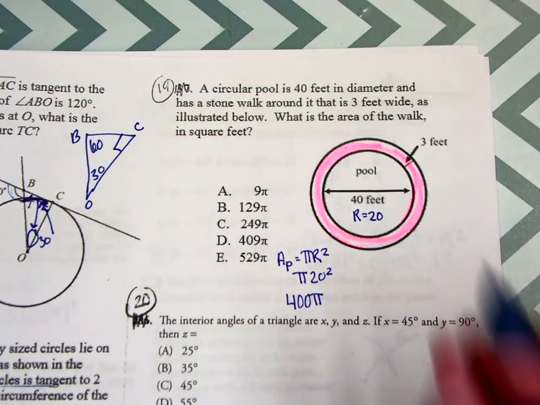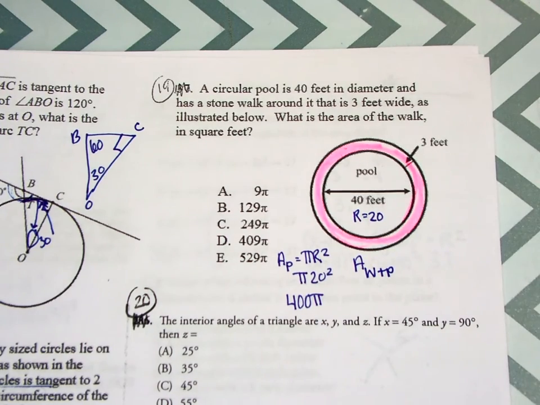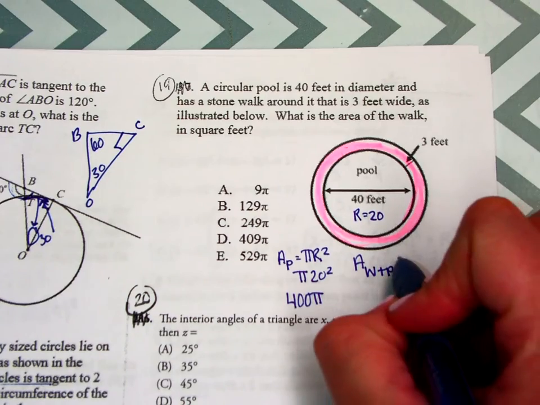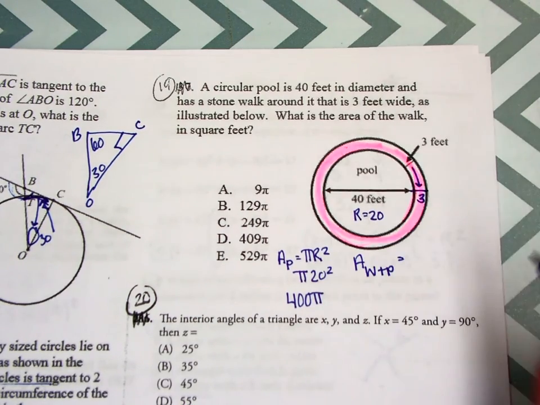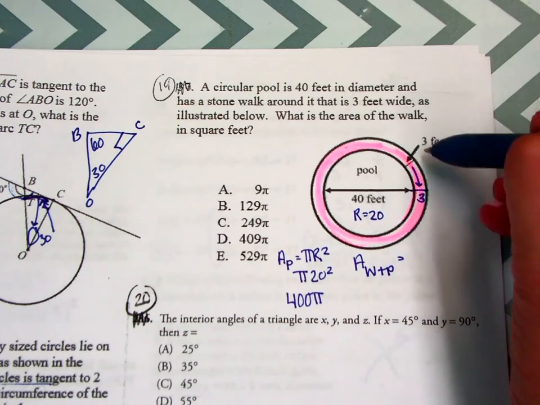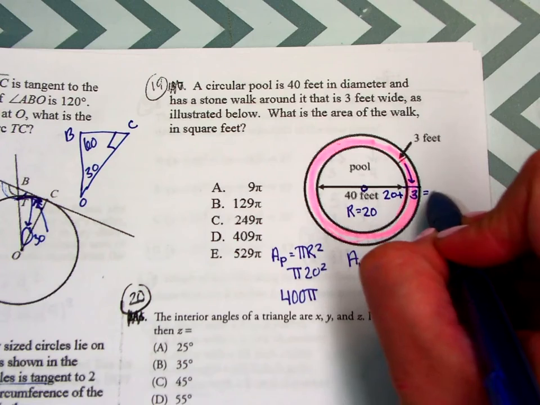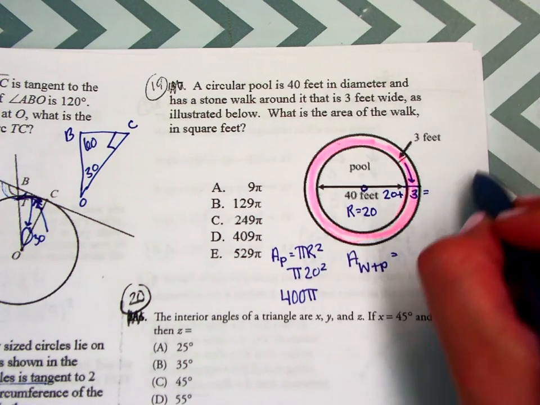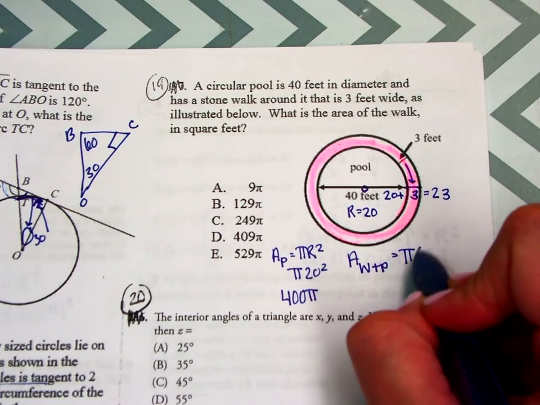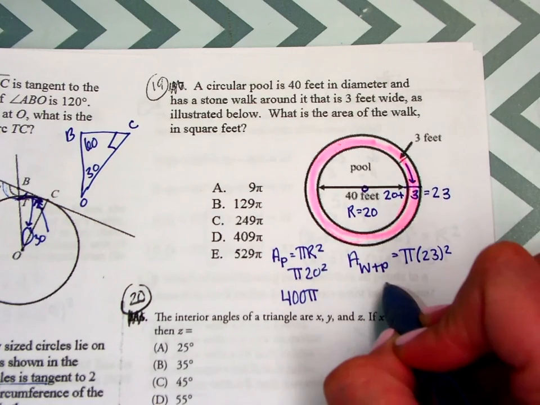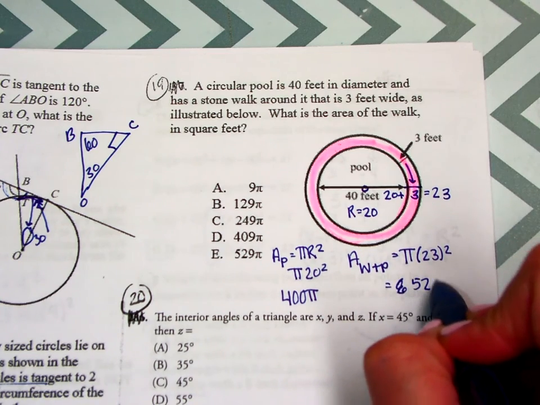Now you have to find the area of the walkway plus the pool. We want to do both. So this 3 feet, I feel like they purposefully drew it up here to make it look weird, so I'm bringing it down here. The radius, again, is 20, so to find the radius of the pool plus the walkway, 20 plus 3 is 23. So I'm going to do pi times 23 squared. And when I do that, I get an area of 529 pi.